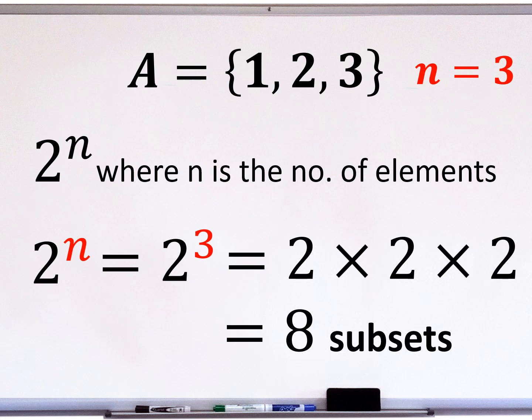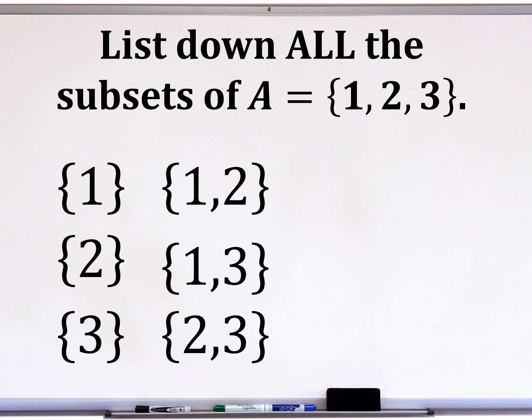So based on our example, we have already found the first 6 subsets. We are still looking for the other 2. Since we have already identified the 6 subsets of set A, we are still lacking 2 subsets. And please take note that these 2 subsets are somewhat special because they are applicable to all sets.